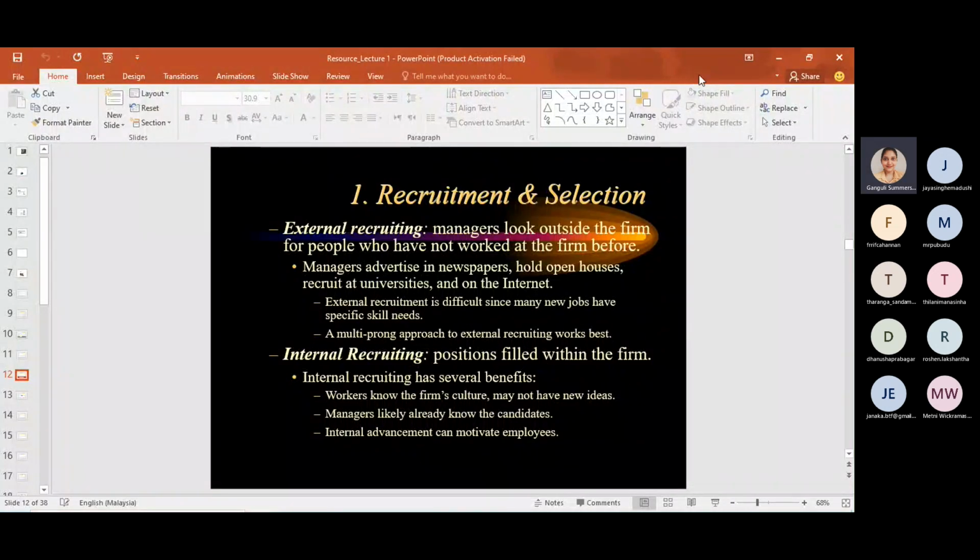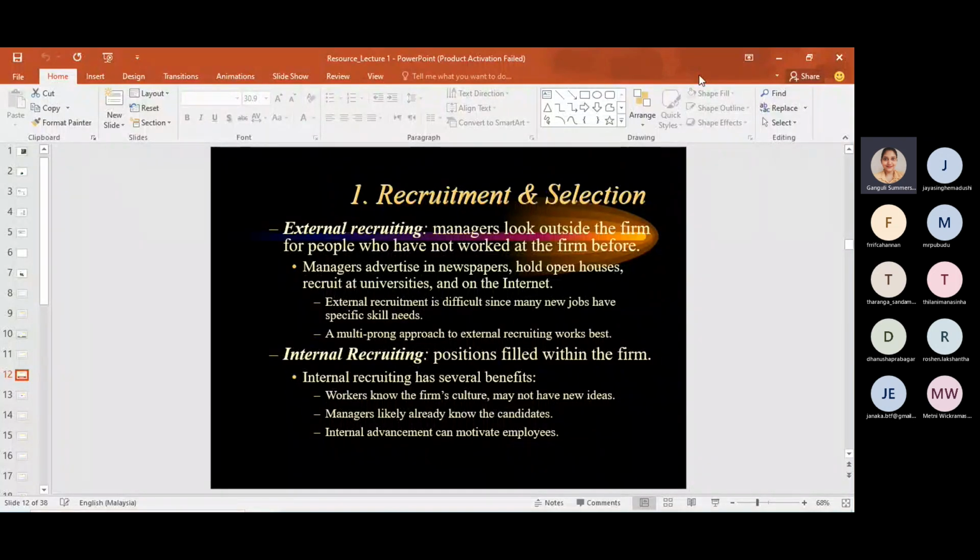Okay, so now we can talk about recruitment and selection. First of all, let's keep the selection aside a little bit and talk about the recruitment first, and then we can talk about the selection. Recruitment, as I explained earlier, is about hiring people to your organization.